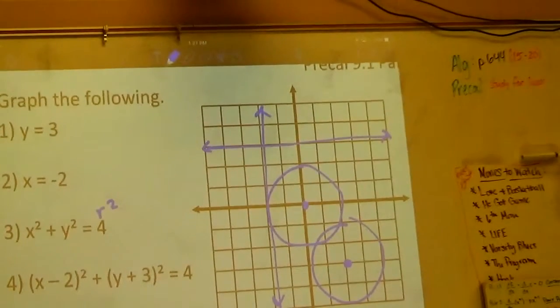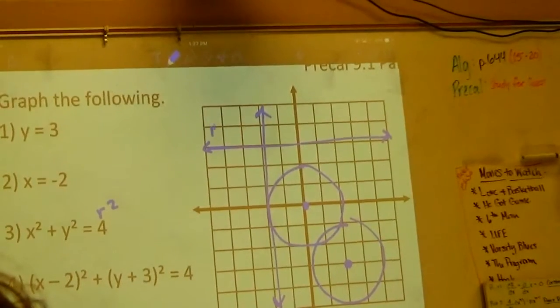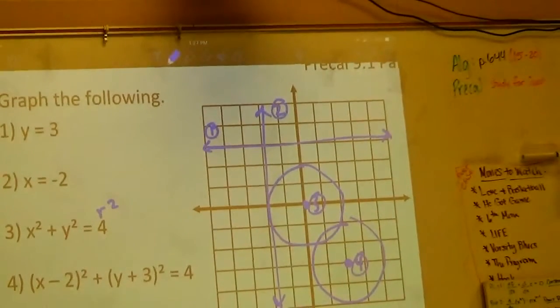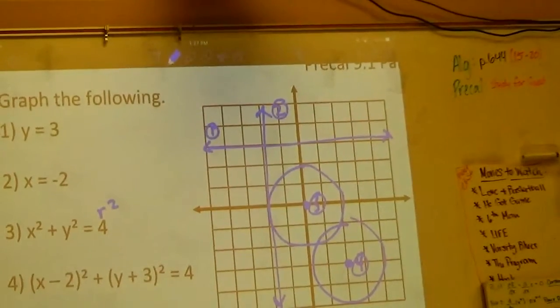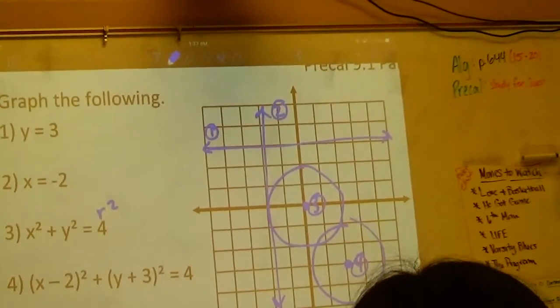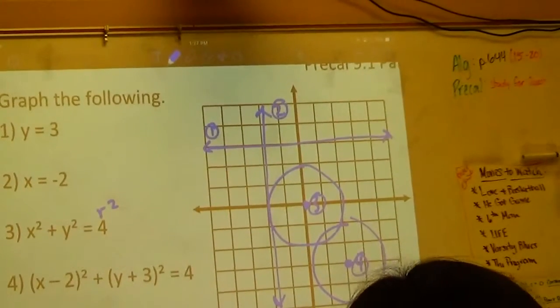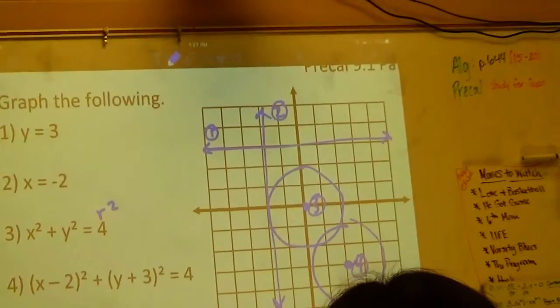Okay. Time now. So this is 1, this is 2, 3, 4. If you go home and for some reason forget what y equals 3 and x equals -2 is.